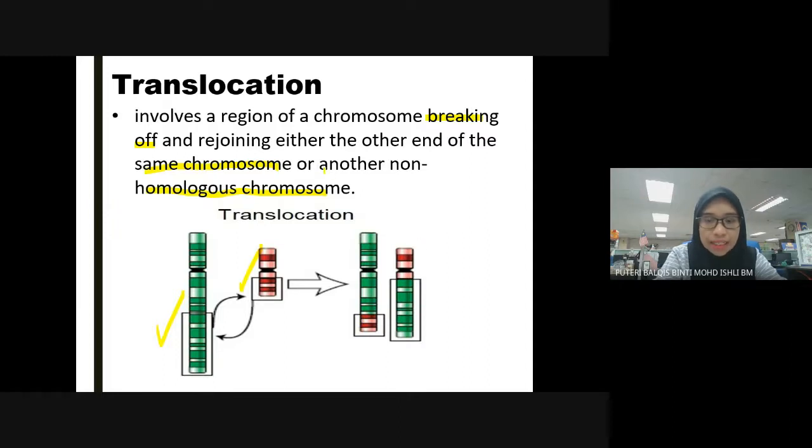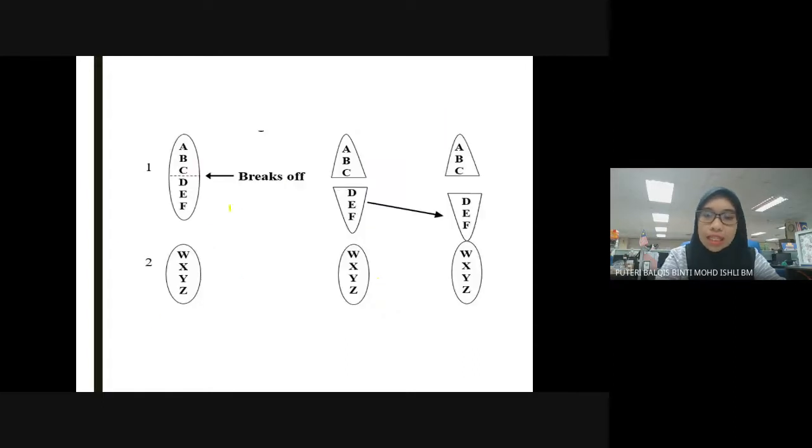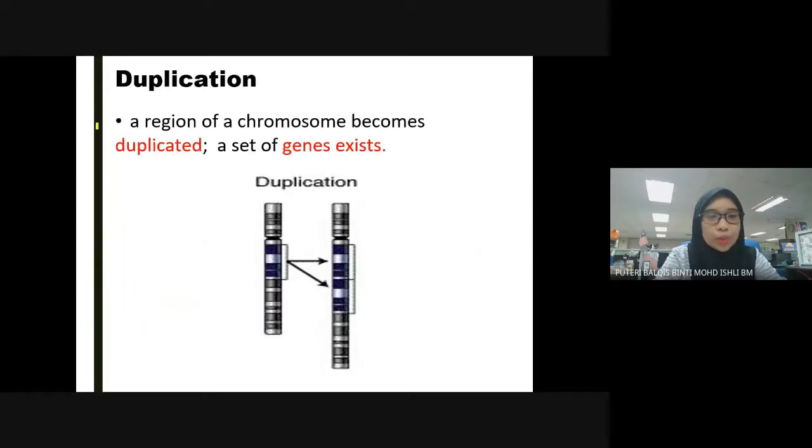Kenapa another non-homologous chromosome? Sebab awak tengok kromosom dia tak sama size, tak sama shape. Sebab tu kita panggil non-homologous chromosome. Contohnya translocation yang macam ni lah, kita ada break off and then rejoin. Macam tu. And the last one is duplication.